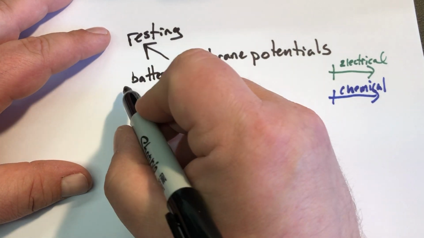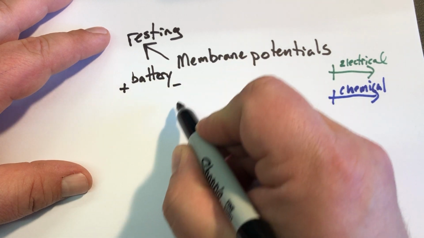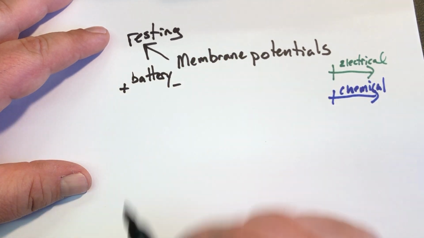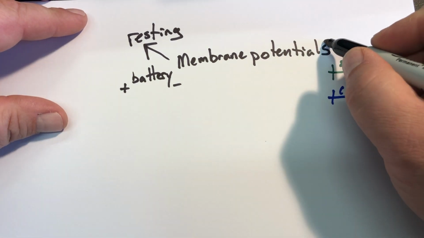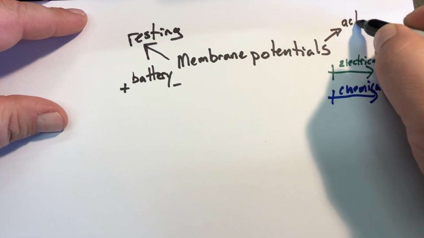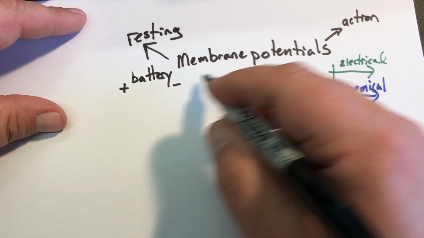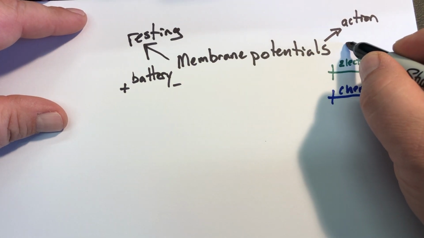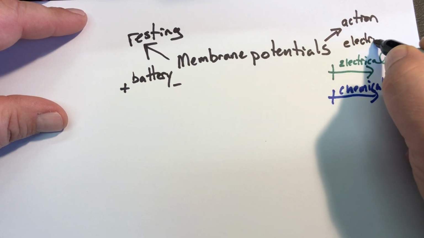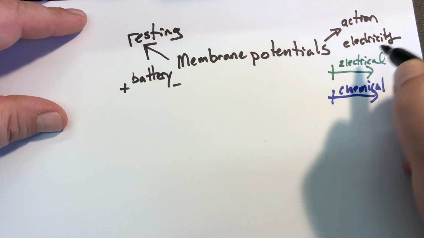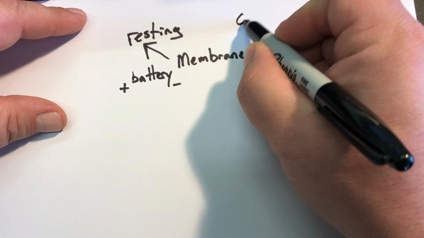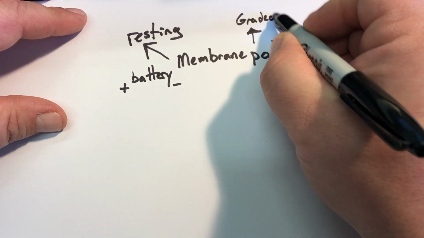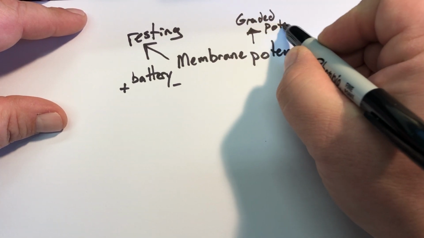And remember, a battery basically has a positive and a negative terminal, and you connect the two sides. And that's how you end up, over on the other end, with the action potential. You connect those two sides, you end up with electricity. And then in the middle, you have graded potentials.